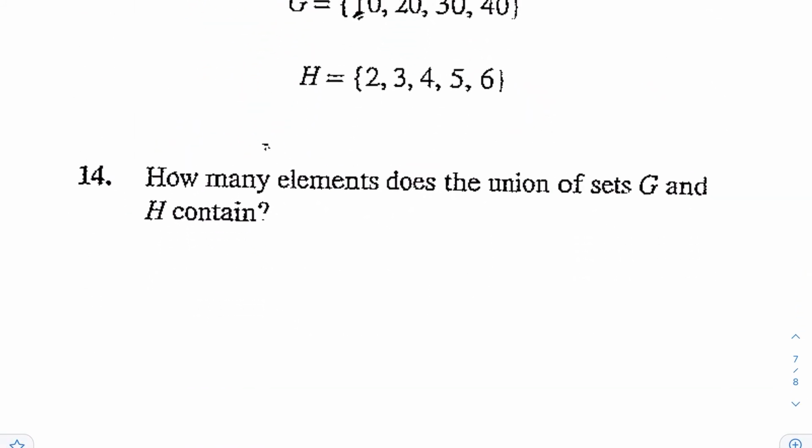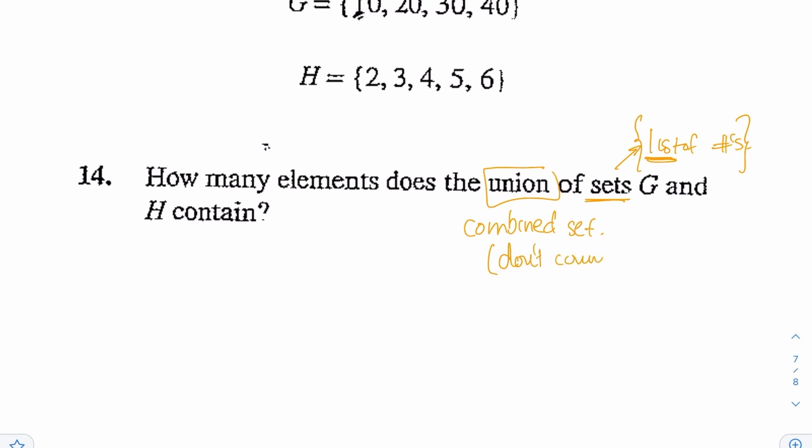All right, next for number 14, how many elements does the union of sets G and H contain? So here you have sets, and a set is just a list of numbers. This list of numbers is denoted by curly brackets and separated by commas. Each of these numbers is called an element, and a union means it's a combination set. So you just have to combine everything, but don't count the duplicates.